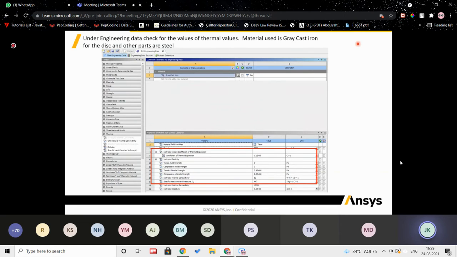It is actually similar. Those who are familiar with it can directly use the engineering data option inside Workbench, drag and drop it onto your material, and enter those properties accordingly. So can you go to the next slide?